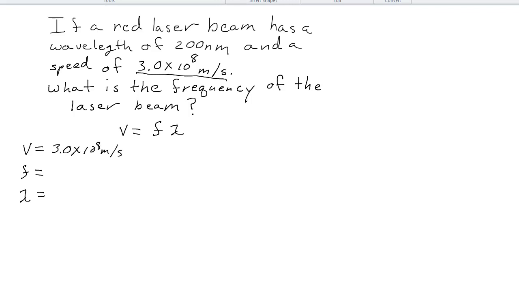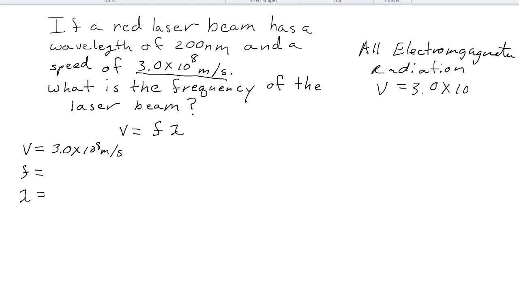And I should know this even if the problem doesn't give me this information, because I should remember that for all electromagnetic radiation, or EM radiation, V is equal to 3.0 times 10 to the 8th meters per second. So if the problem doesn't give you a velocity and you think you should have a velocity, just remember that all electromagnetic radiation travels with the same speed, which is 3.0 times 10 to the 8th meters per second.